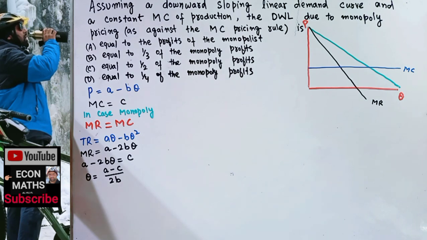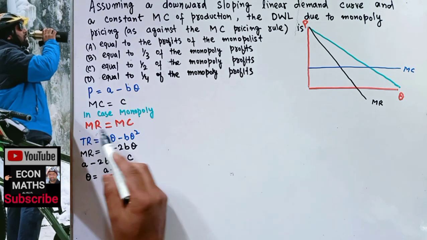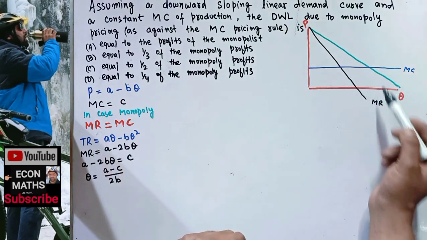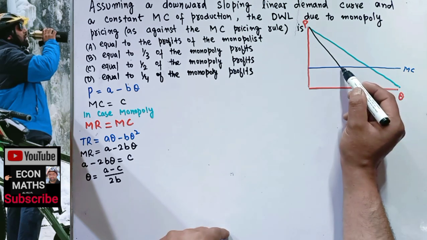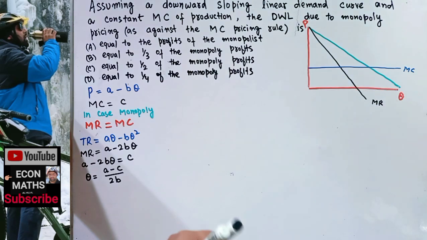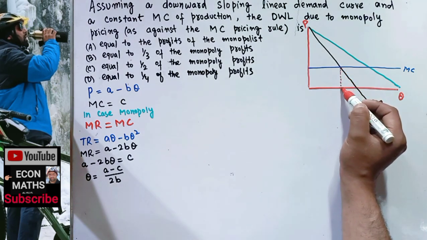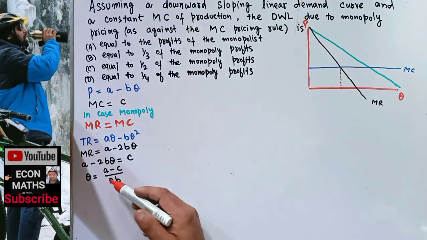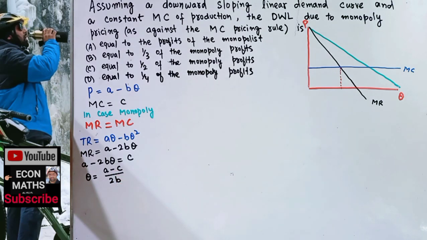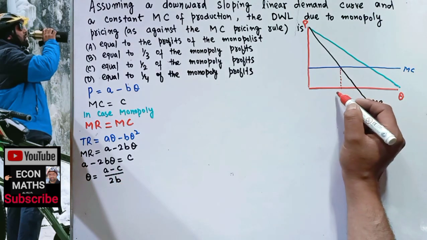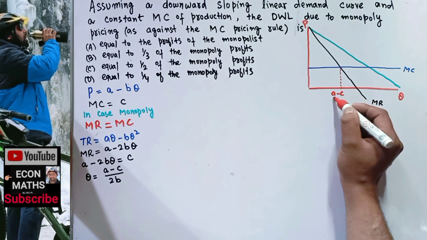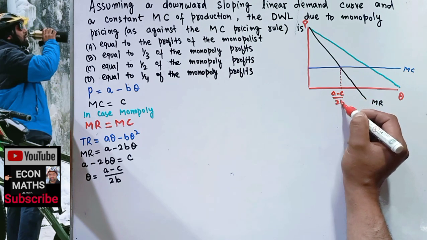Profit maximization would require marginal revenue to be equal to marginal cost. So marginal cost and marginal revenue intersect here. The output produced in case of monopoly is (A minus C) upon 2B. Okay, so let me write it here. It is (A minus C) upon 2B.